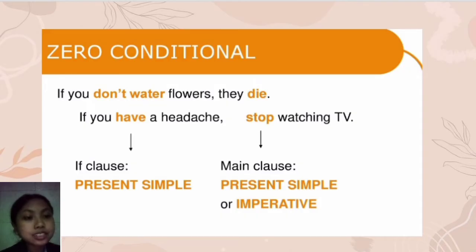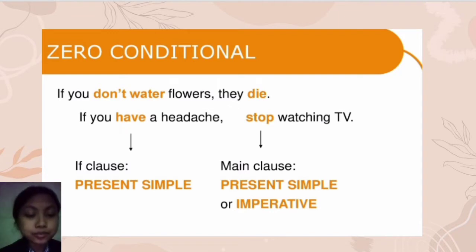First is zero conditional. For its if clause, present simple is used, and for the main clause, present simple or imperative is used. Here is an example of zero conditional. The if clause is: if you don't water flowers. And the main clause is: they die.